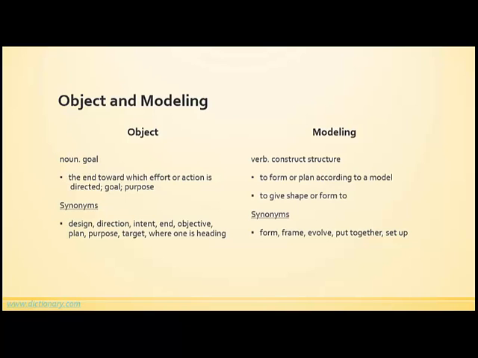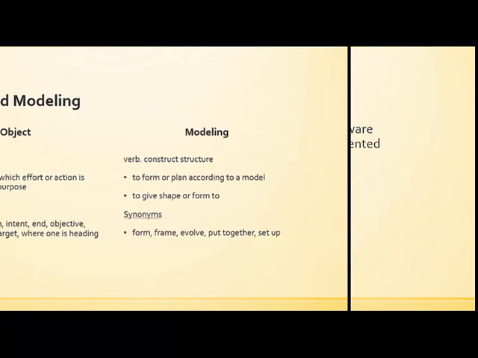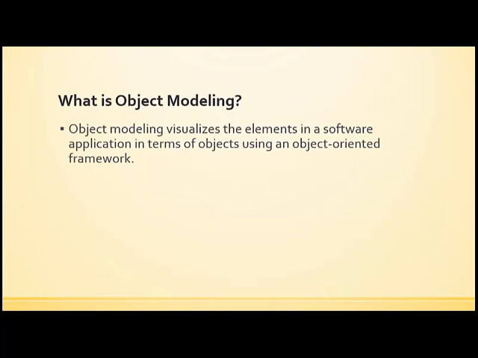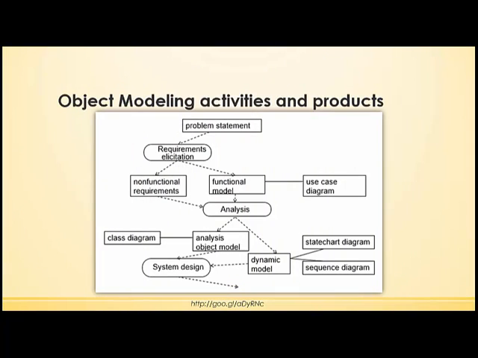Okay, so on the next slide, we're going to take a look at what is object modeling and see if it directs us to those words that we're putting together, these synonyms: intent, end, objective, put together, set up, form. What is object modeling? Object modeling visualizes the elements in a software application in terms of objects using an object-oriented framework. Now let's take a look at this object modeling activities and products diagram.